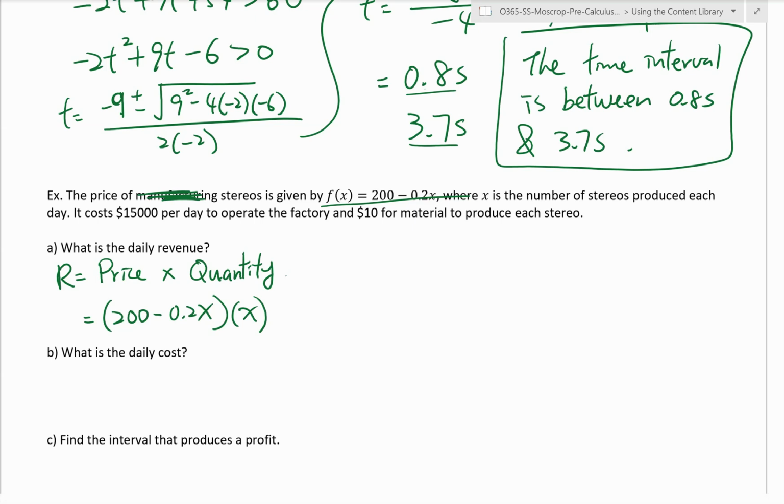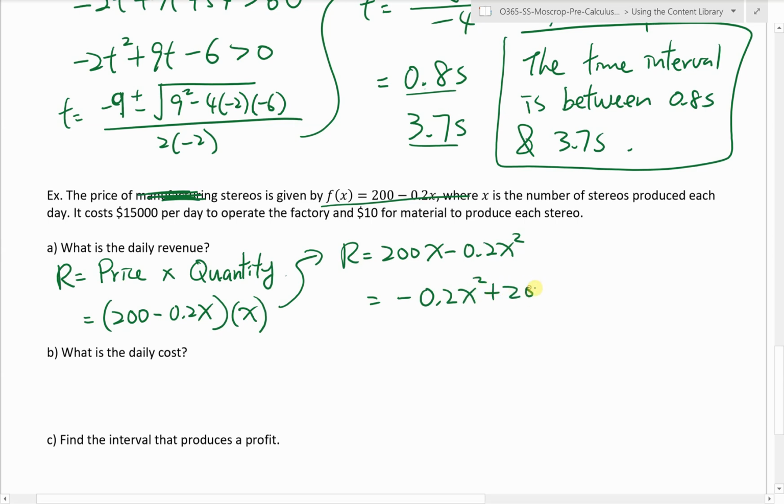So we can actually expand this. Revenue is equal to then 200x minus 0.2x squared, okay? Or if we rewrite it, it's negative 0.2x squared plus 200x. So that is the revenue equation.